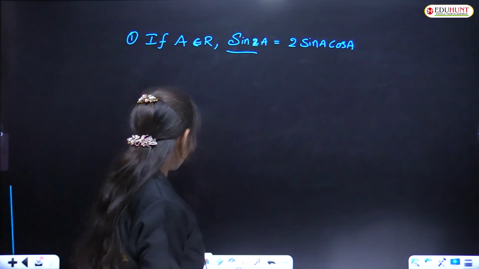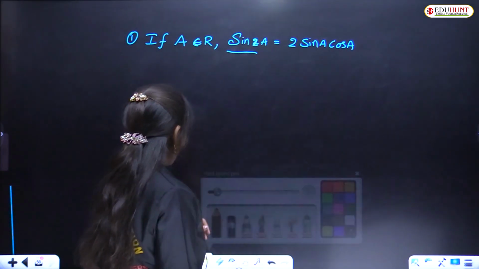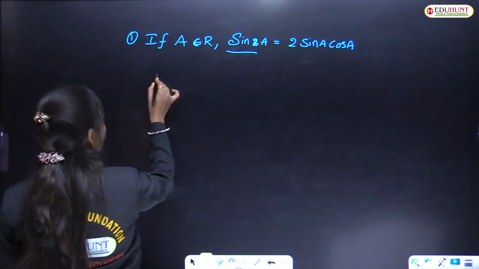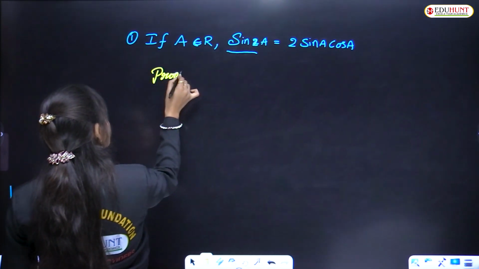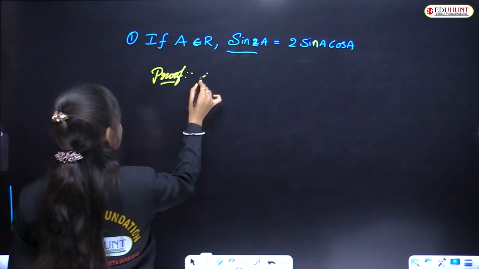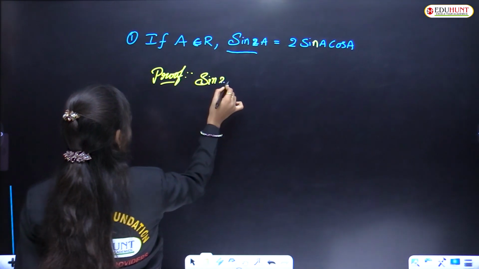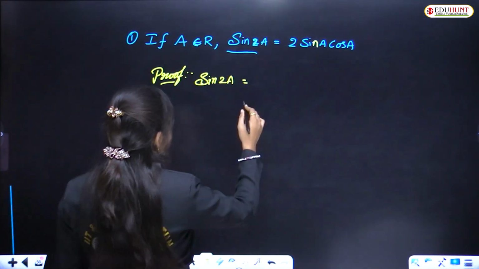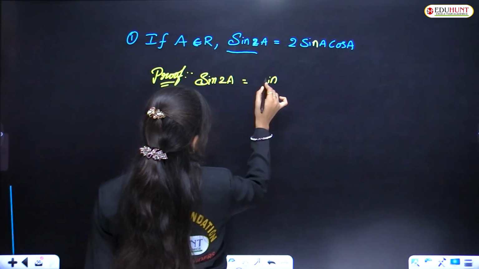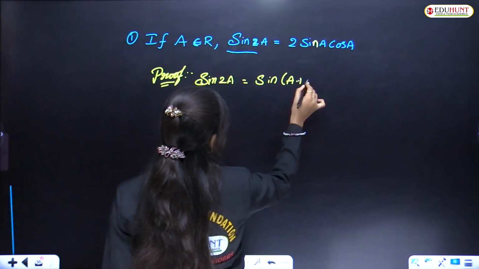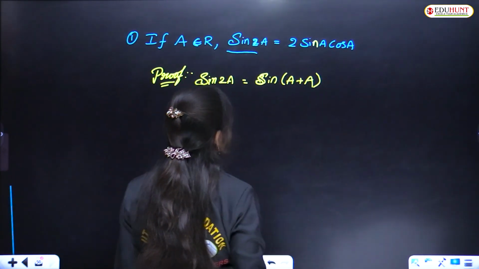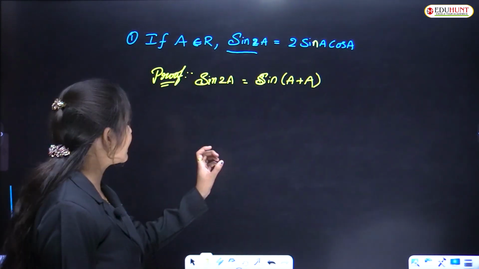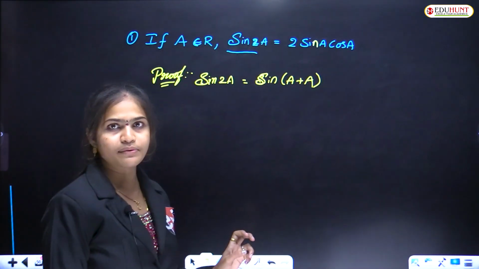Okay, let us see the derivation part here. How will we get that? See here, proof. So in that proof, I am taking sin 2A. Sin 2A, we can write it as, 2A means A plus A. I just wrote this as A plus A, which is equal to 2A.